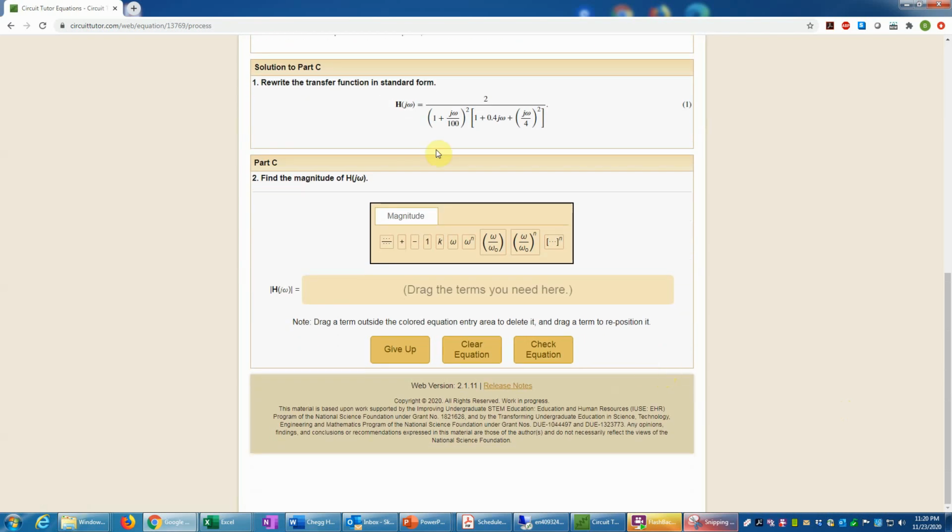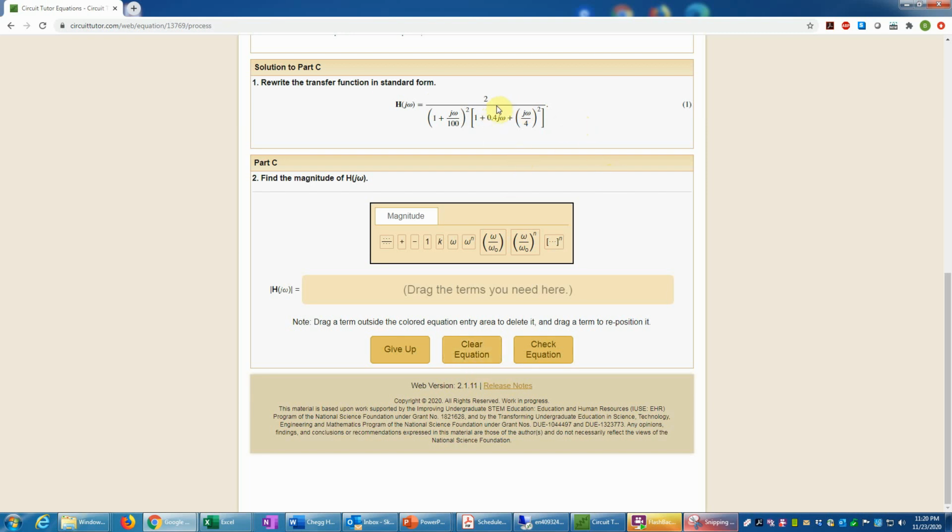Okay, so now the next task is to take the magnitude of this complex valued transfer function, because after all, we're trying to do a Bode magnitude plot here. We could also do a phase plot, but Circuit Tutor doesn't currently deal with phase plots since they're not quite as important as the magnitude plots.